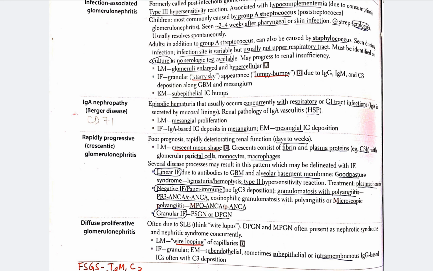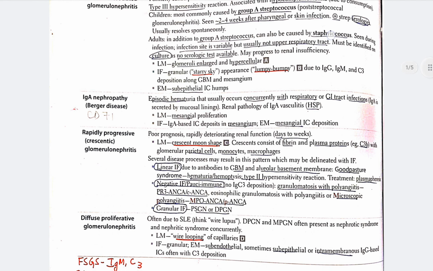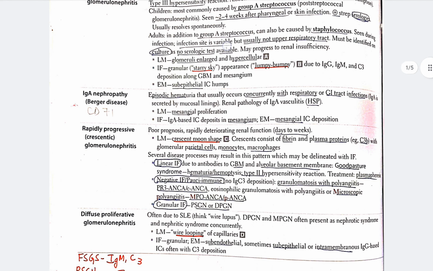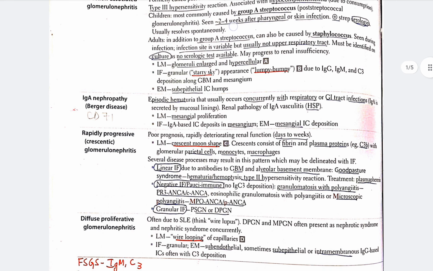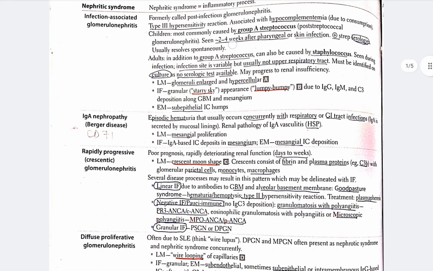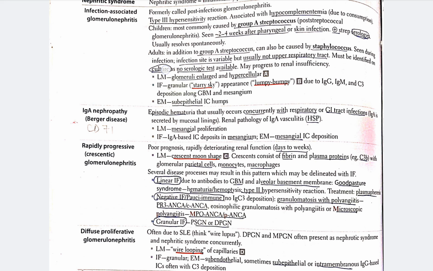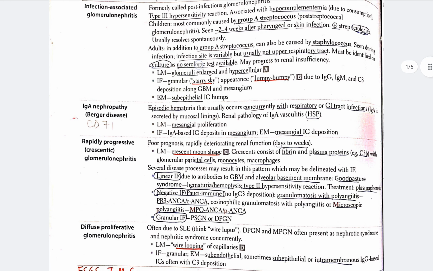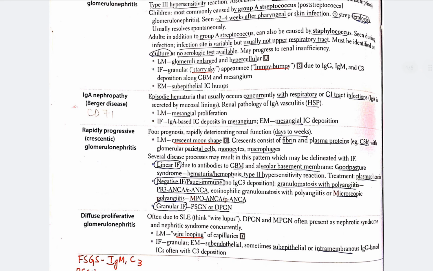While in adults, it is related to group A streptococcus but can also be caused by staphylococcus and is seen during infection. The infection site is variable but usually not the upper respiratory tract. Here in adults it occurs along with the infection, whereas in children it occurred after the infection, and it must be identified on culture. Acutely, serology will not be positive and it may progress to renal insufficiency.